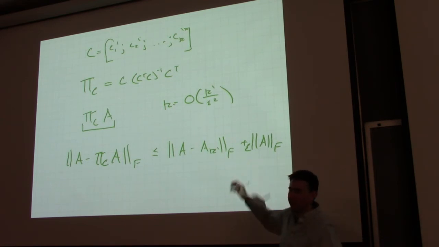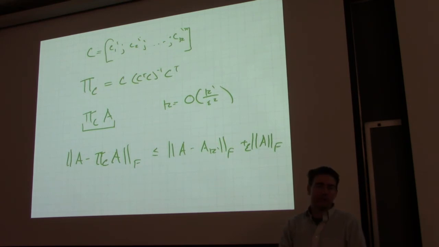There's a way to get a relative error bound, but to do that, you roughly need to compute something like the SVD first. And then you can change the sampling probabilities to be a little bit more intelligent, but it's a much more complicated process.